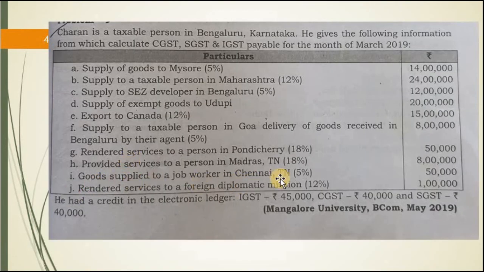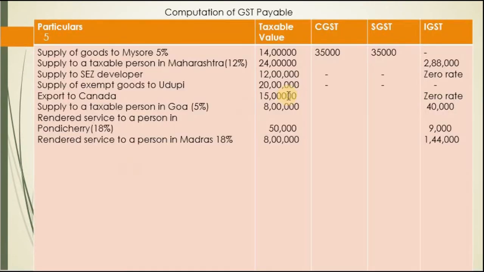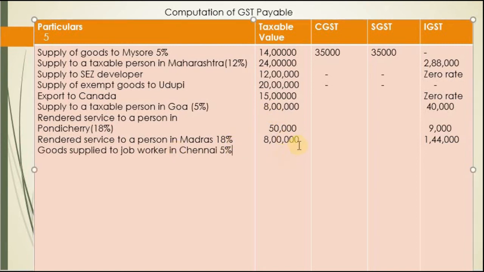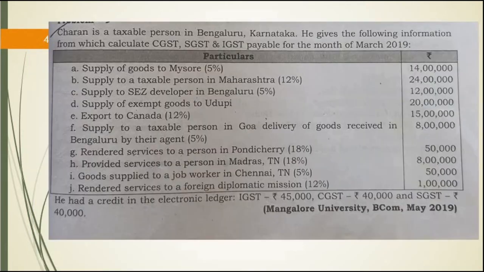Goods supply to a job worker in Chennai. So supply of goods to a job worker in Chennai. So it is 5%, value is 50,000. Let's write 50,000. So what is 5% of 50,000? It is again an interstate transaction. So 2,500. So 2,500 is the tax. Then let's go to the next one.